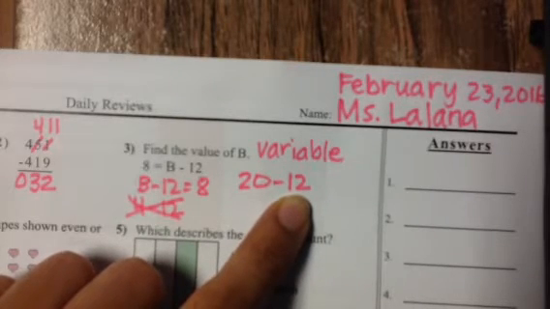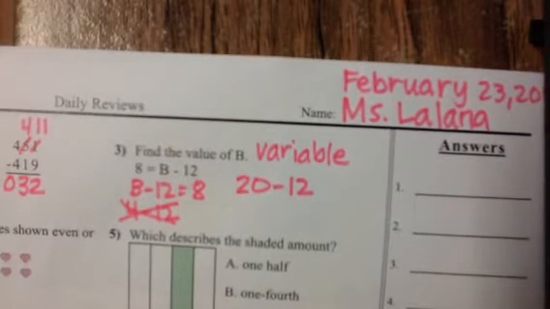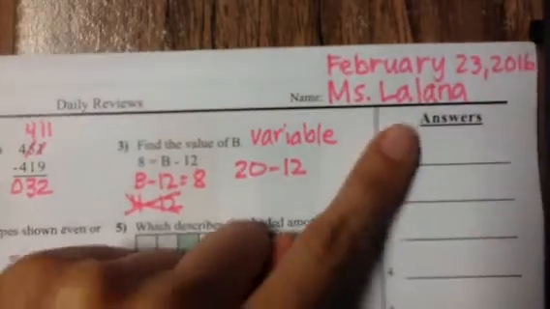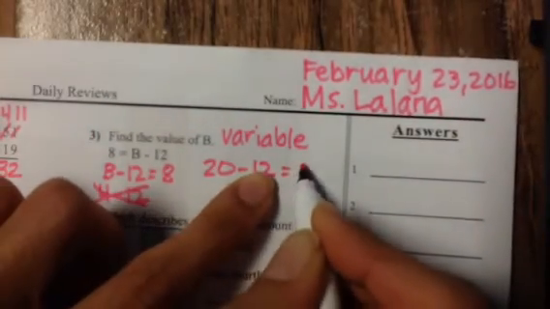How many did you count? Okay, you got to keep up counting. All right, let's count it together. Start at 12. 12, 13, 14, 15, 16, 17, 18, 19, 20. How much is that? 8. So 20 minus 12 equals 8.